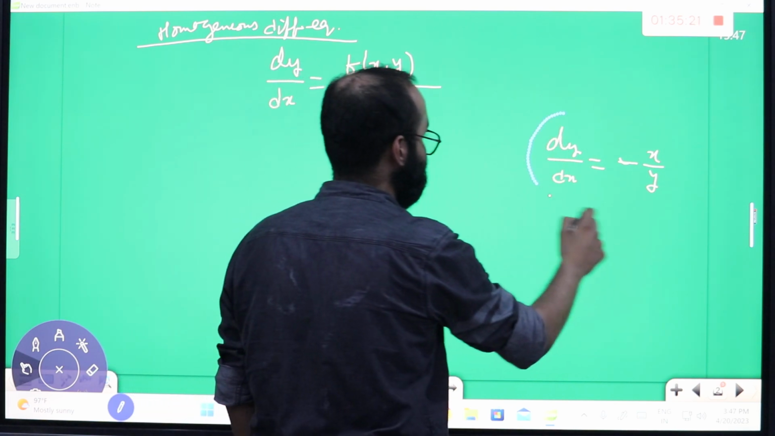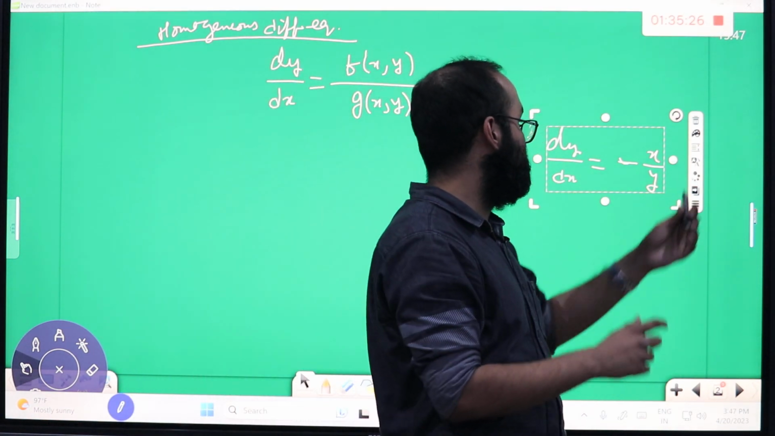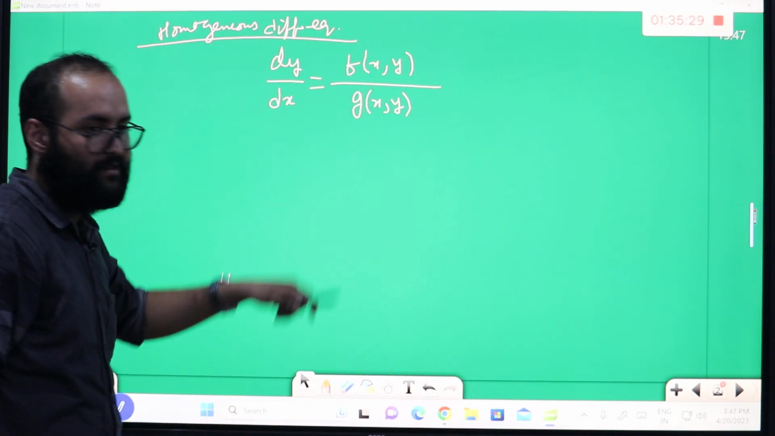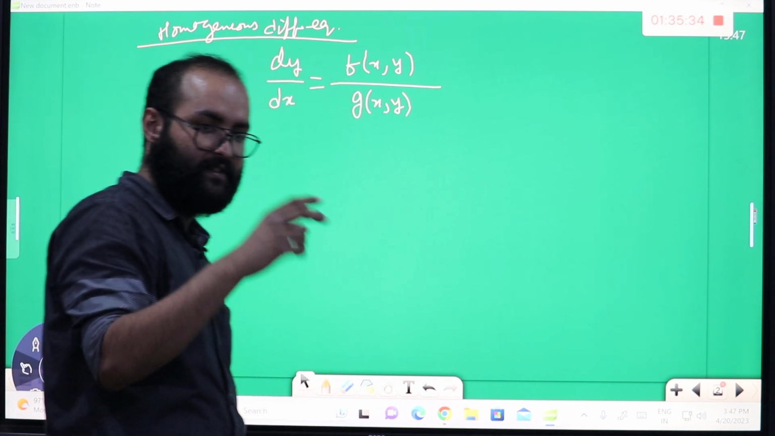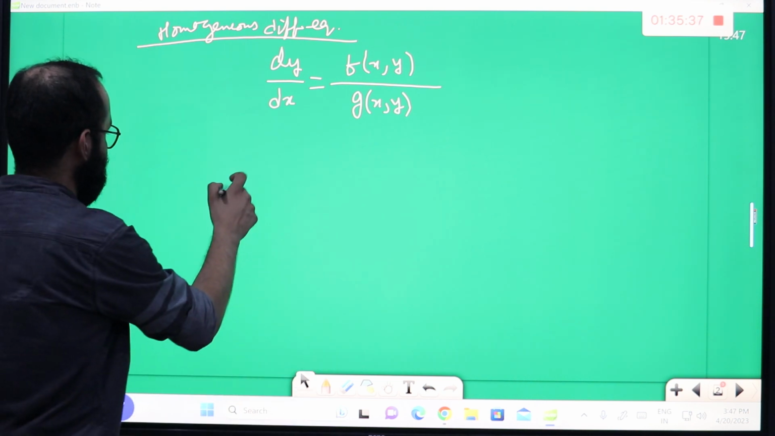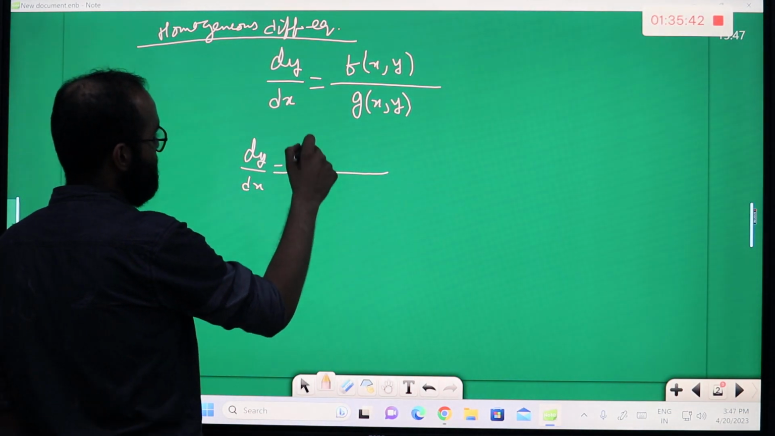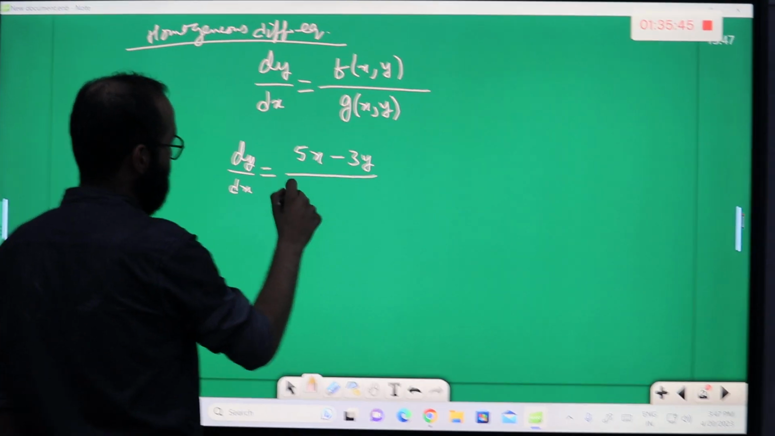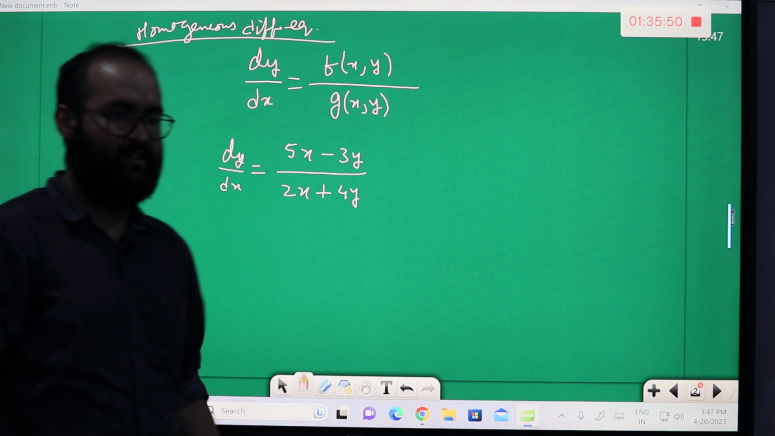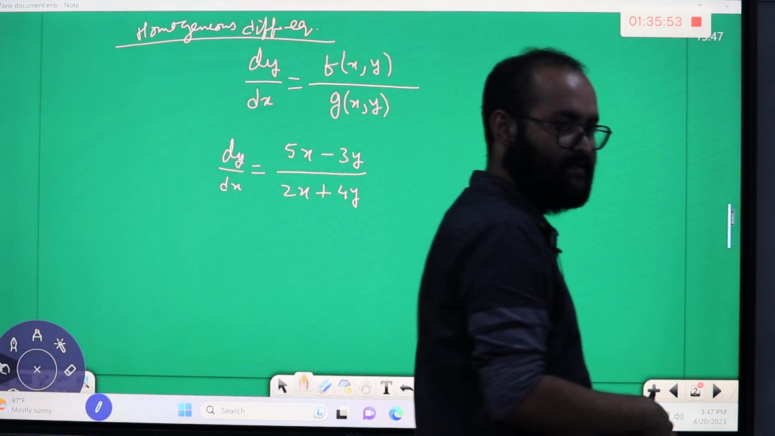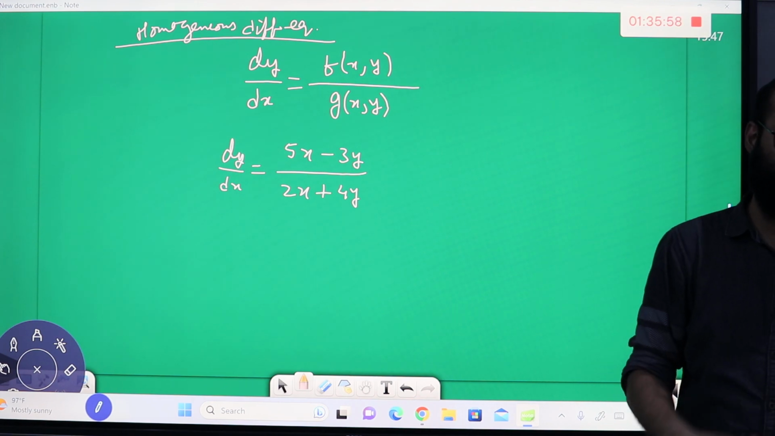But here, instead of the numerator and denominator being functions of only one variable, we have both numerator and denominator being functions of two variables. For example, say dy dx equal to 5x minus 3y by 2x plus 4y. Tell me, can you do variable separable here? Can you separate the variables in any way? Can you do reducible to variable separable?